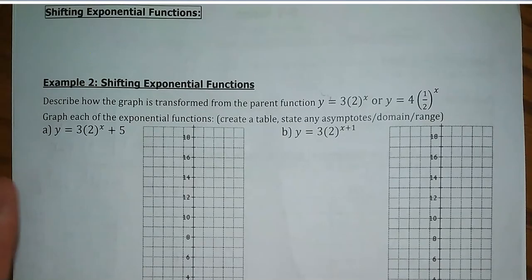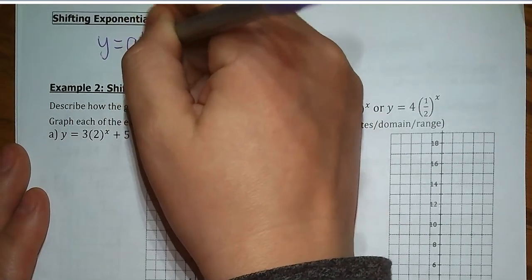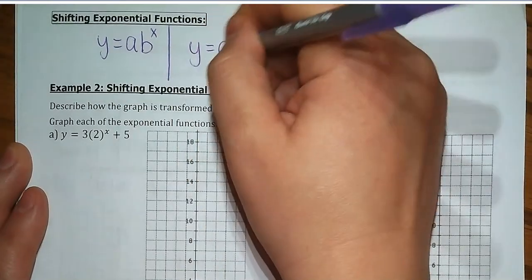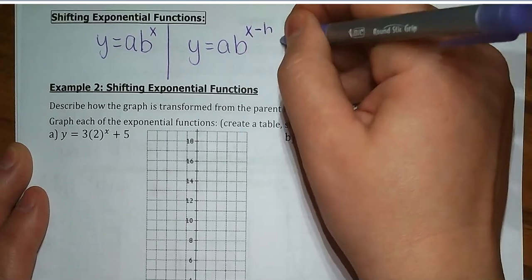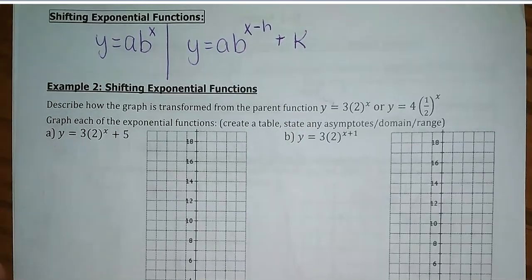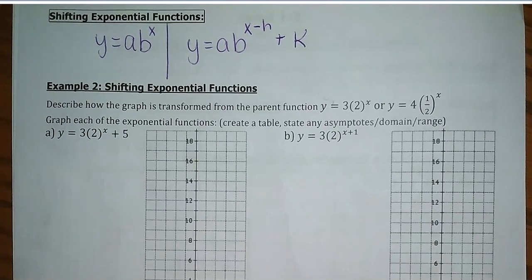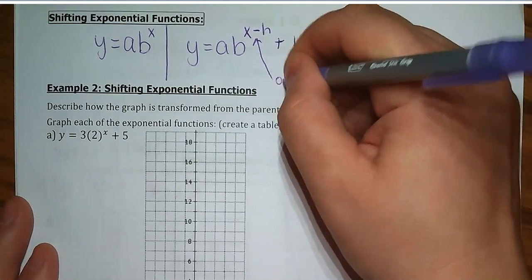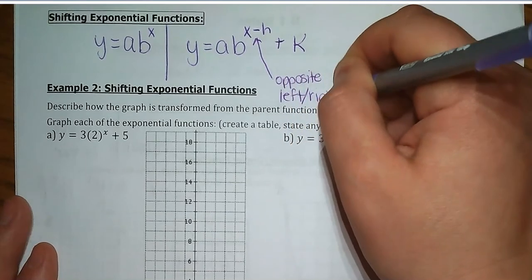Now, on the back here, we are going to shift some exponential functions. So I'm going to write ab to the x would be your general form. If you're going to shift, you're still going to have a and b, but you might see some other things. So your exponent, I'm going to write x minus h, and then to the side, I'm going to write k. Now, this works the same as it does for radicals, quadratics, what else have we shifted? Absolute value. So what's going on here in the exponent? This is going to go the opposite way that it looks, and then it's going to shift the graph left or right.